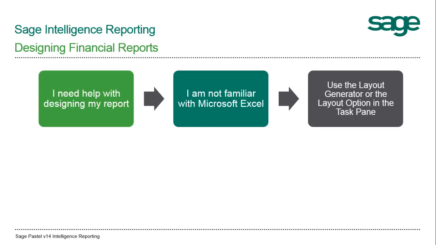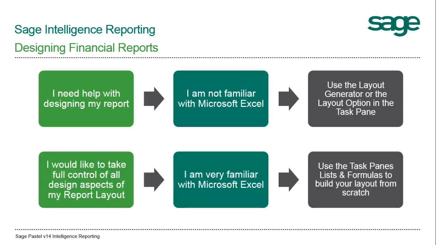The process on screen helps you to determine the best option for you to design reports. If you do not have an advanced knowledge of Microsoft Excel, then the Layout Generator or the Layouts option on the task pane provides an intuitive drag-and-drop interface to design reports. If, however, you do consider yourself an advanced Excel user and are familiar with Microsoft Excel formulas, then the task pane, lists and formulas tabs provide a complete solution for designing your reports using powerful financial functions and Excel functionality, giving you complete control. Remember that you can always use the Layout Generator to set up the base layout of your reports, and then use the task pane to customize it further.